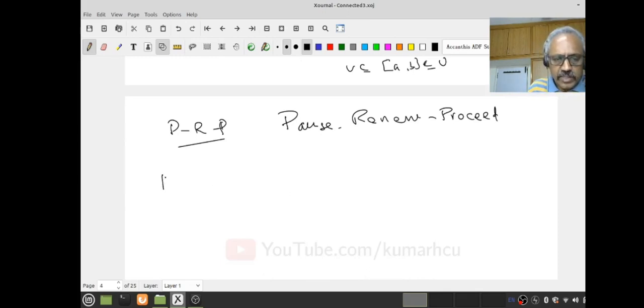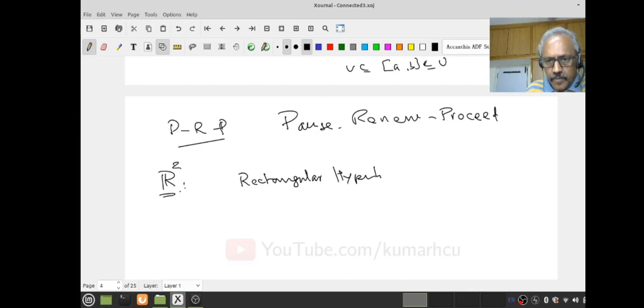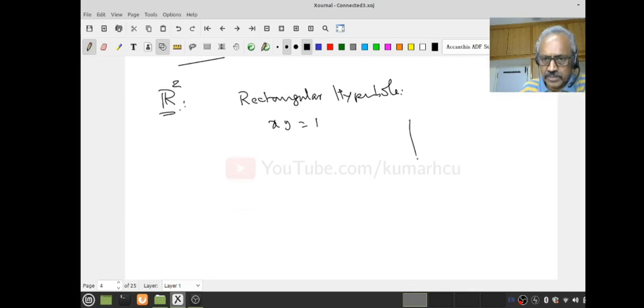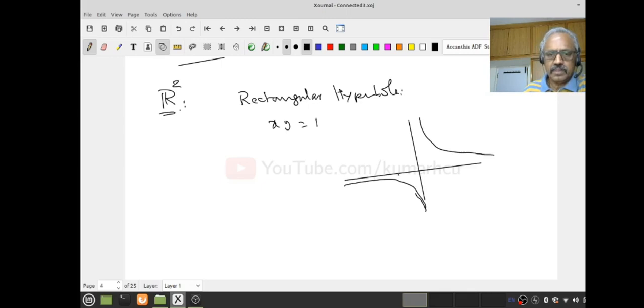Now let's look at subsets of R2. My first example is the rectangular hyperbola, that is given by xy equal to 1. It could be any c, but for simplicity, let me take xy equal to 1. Therefore, the picture is like this. And this was our motivating example, if you notice. Therefore, all of you know that this is not connected.